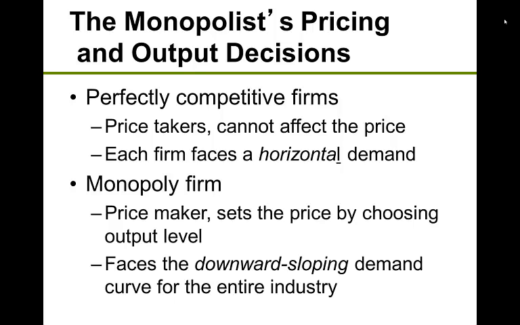Well, a monopolist has control over the price. Since it's the only game in town, its demand curve is the downward sloping market demand curve. So the monopolist has a decision to make here on what price to charge. Charge a lower price, you'll sell more. Charge a higher price, you'll sell less, but you'll make more money on each unit that you sell.